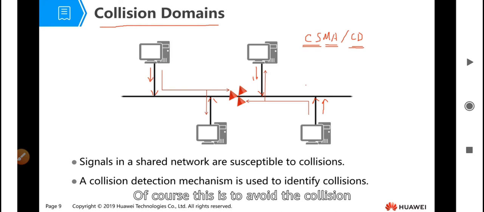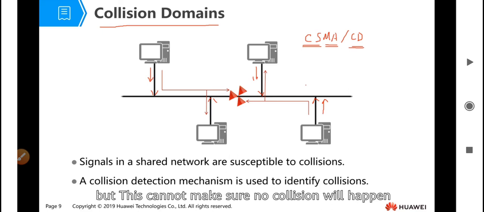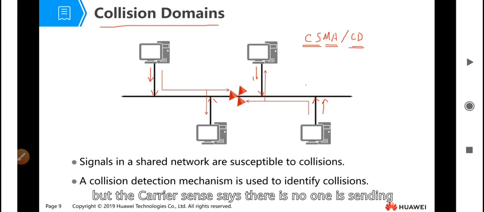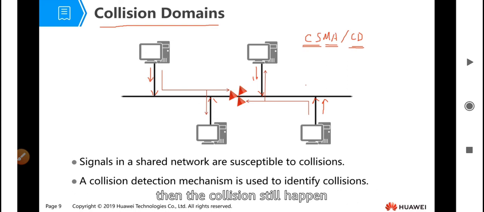Of course, this is the avoidance of collision, but this cannot make sure no collision will happen. If two devices want to send out, and the carrier sense finds no one is sending, then they send the data at the same time, and the collision still happens. So the device should detect if a collision has happened. If a collision has happened, then they will hold back, wait a random time, and then send again. This is the mechanism we call CSMA/CD.